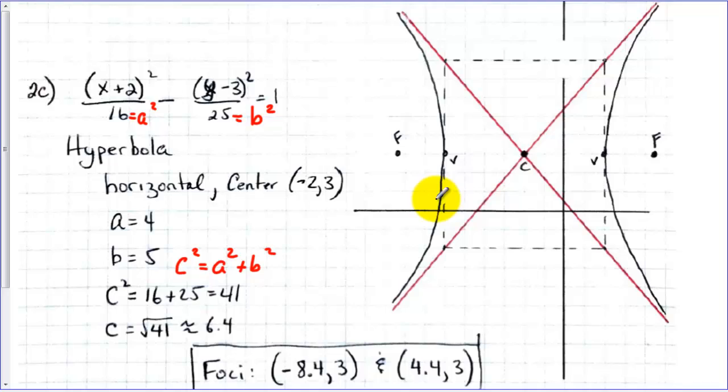So we get 6.4. So we start again at our center, so this point is -2, 3, and we're horizontal. So I'm going 4 units right and left to get to my vertex. I go 5 units up and down, the b value, to get the corners of my box and draw my asymptotes. So then I can fill in my horizontal hyperbola. And then we're going 6.4 units here right and left to get to our foci. And then we can determine the coordinates of those 2 points here.